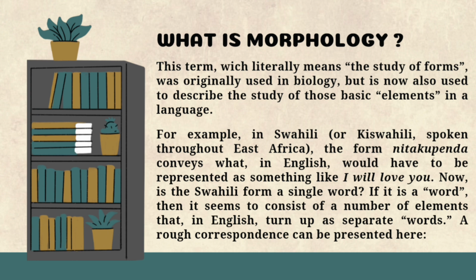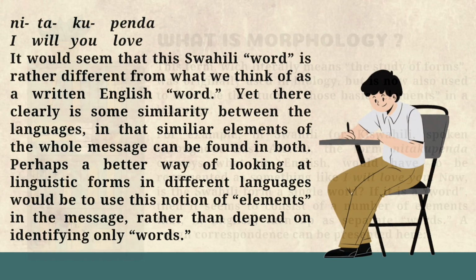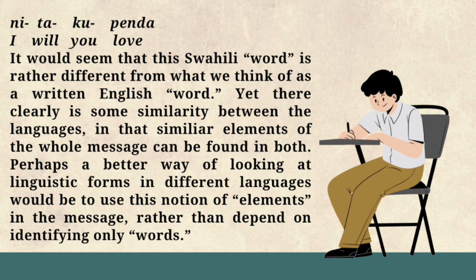For example, in Swahili or Kiswahili, spoken throughout East Africa, the form nitakupenda conveys what, in English, would have to be represented as something like I will love you. Now, is the Swahili form a single word? If it is a word, then it seems to consist of a number of elements that in English turn up as separate words. A root correspondence can be present here: ni-ta-ku-penda, I will you love.